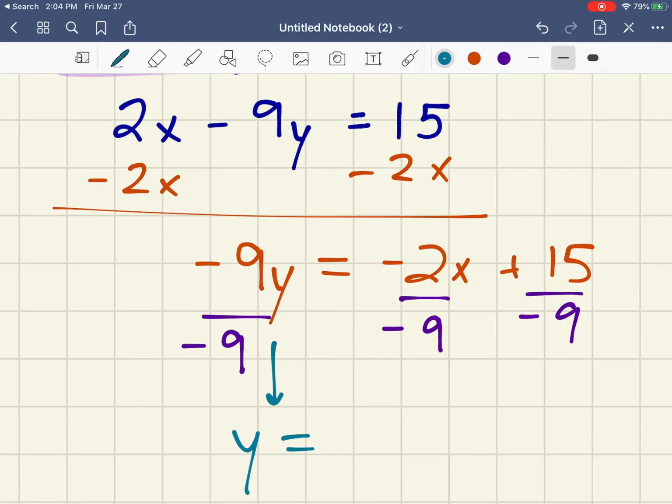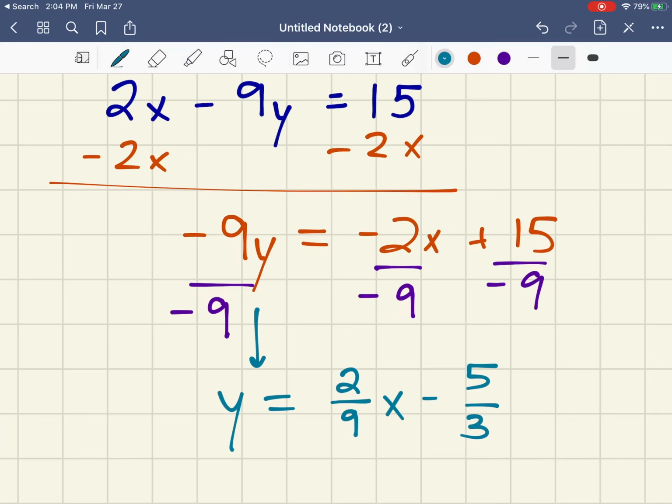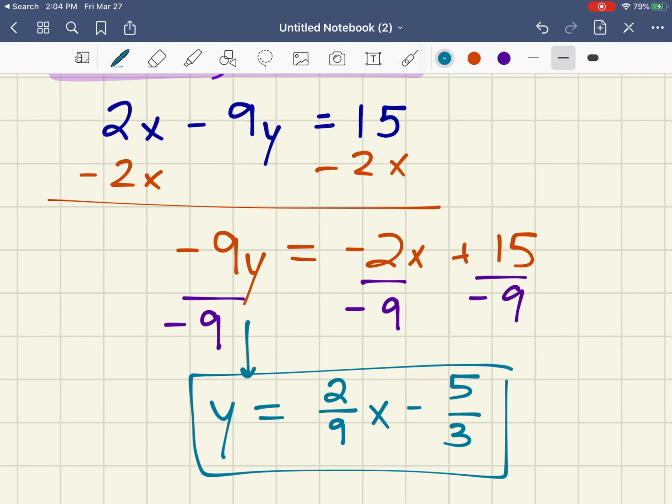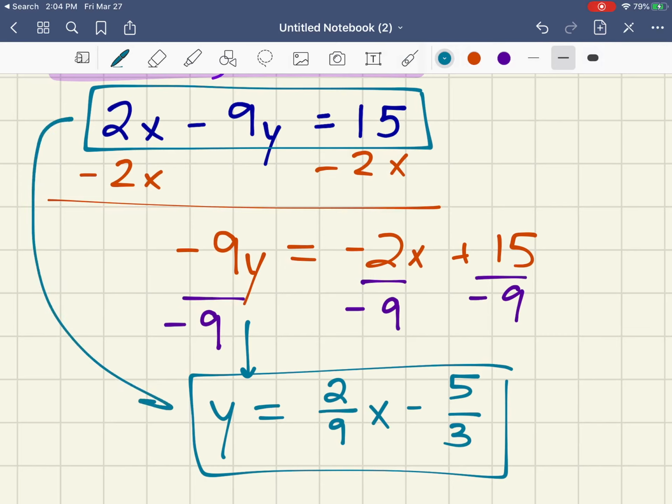And this would be y. Negative 2 divided by negative 9 would be 2/9. Keep the x. And I would get negative 15/9, which reduces to negative 5/3. So here is the slope-intercept version of that same standard form line.